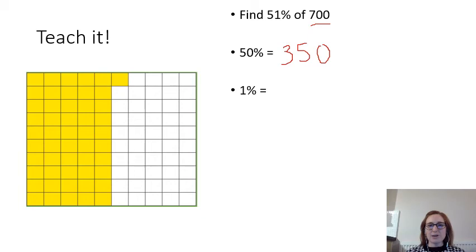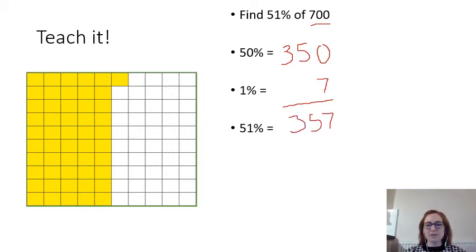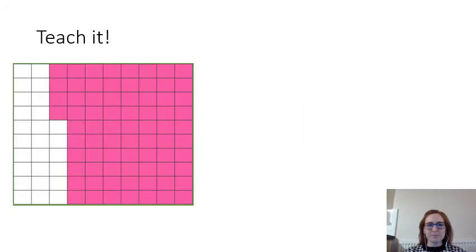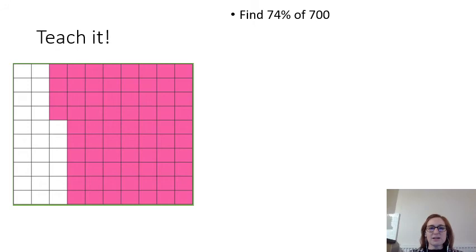1%, I need to divide 700 by 100, giving me 7. Combine them together. 0 add 7 is 7, 5 and 3. Combine them together to make 573. One more here. We're going to find 74% of 700.